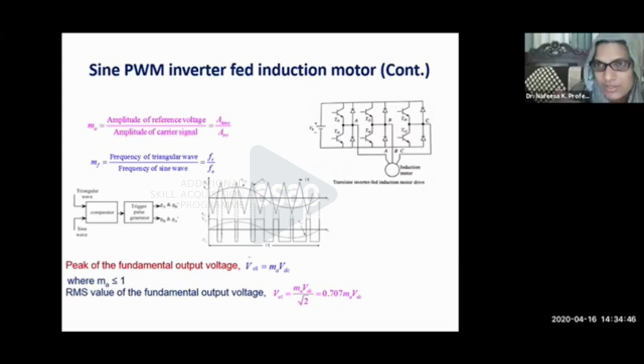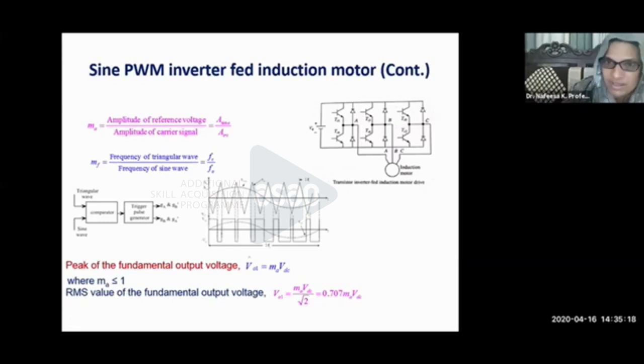Then you will get 3 output sinusoidal voltage waveforms 120 degrees out of phase, and this is given to the stator of the induction motor. And what we are discussing is how you get a variable voltage, variable frequency output voltage from a PWM inverter.